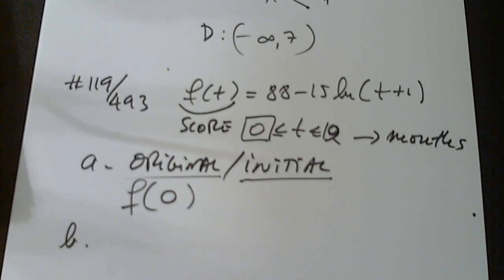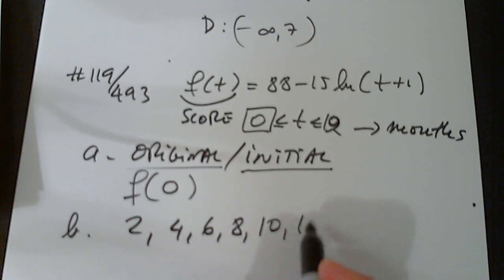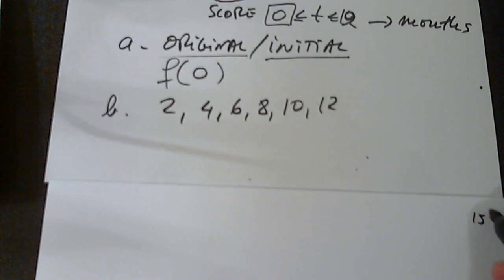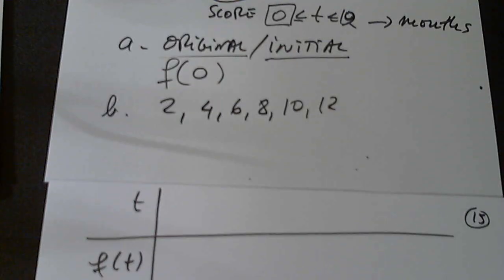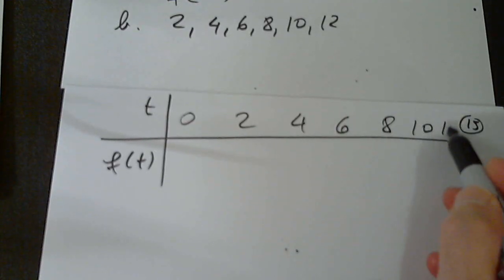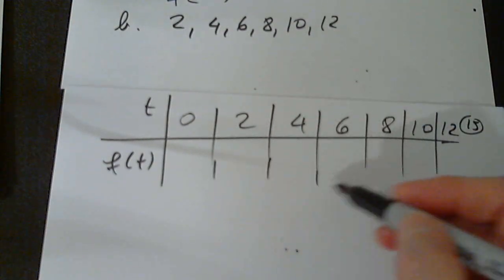Part B. What was the average score after 2, 4, 6, 8, 10, and 12? So 2, 4, 6, 8, 10, and 12. Good. So I'm going to create a table so we can see what's going on here. So here's t. So here's f of t. And we have 0, 2, 4, 6, 8, 10, and 12.